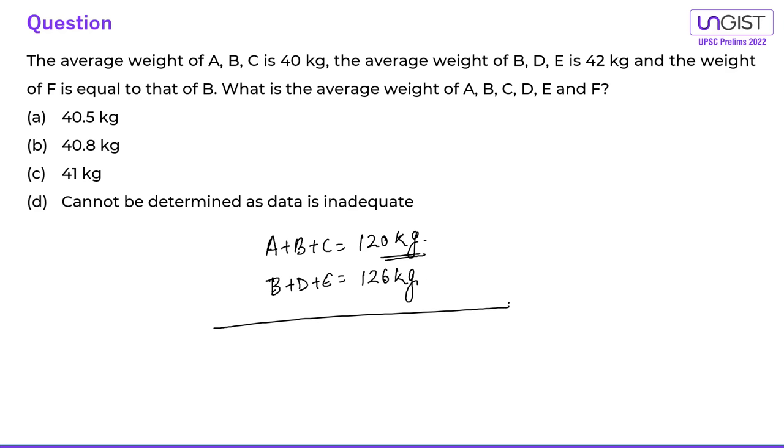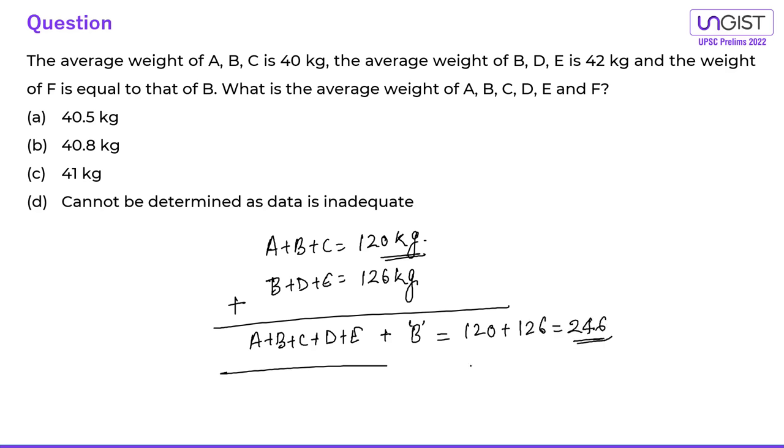Okay. So when we add them, guys, here B will be added two times. Please mind it. When we add them, B will be added two times. So A plus B plus C plus D plus E, and extra B I'm writing here. This is what? 120 plus 126. This will be what? 246. Right, everyone? So the sum of A plus B plus C plus D plus E and one more B is equal to 246.